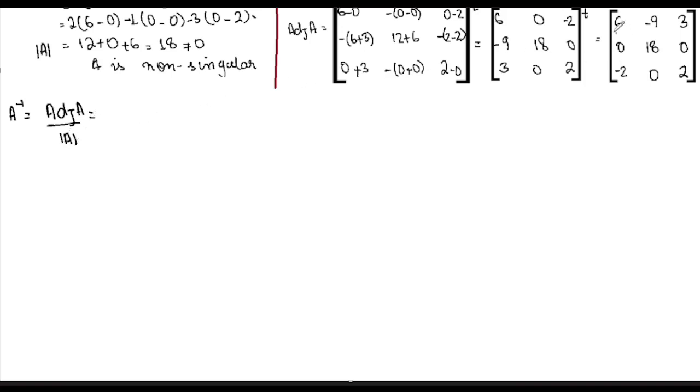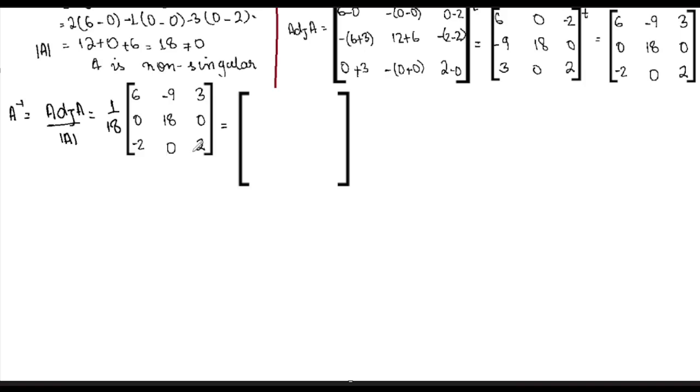So we are going to write this adjoint of A over here, which is then divided by 18. So 1 by 18 multiplied with this matrix. So what do we get when we divide this entire matrix by 18? Each one of the entries is going to be divided by 18. So 6 by 18 we get 1 by 3. Then minus 9 by 18 we get minus 1 by 2. 3 by 18 we get 1 by 6.